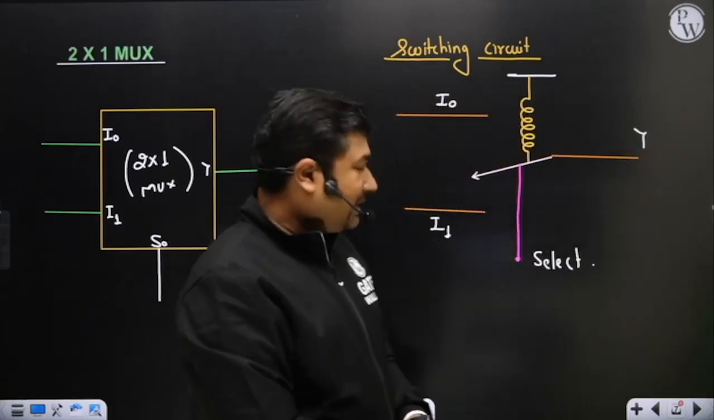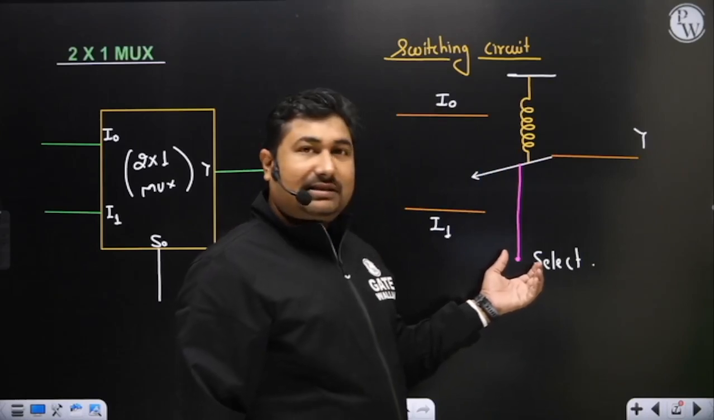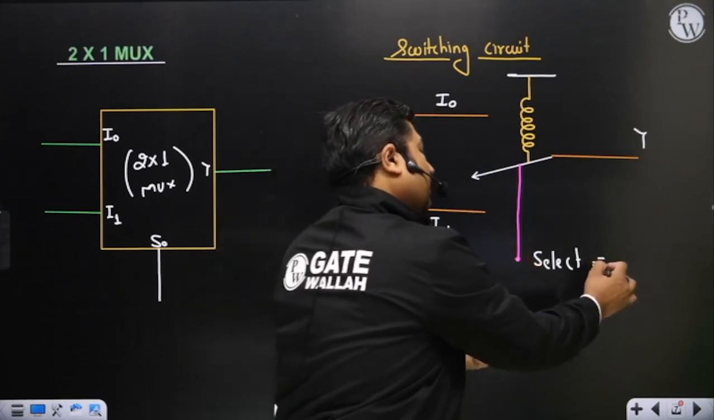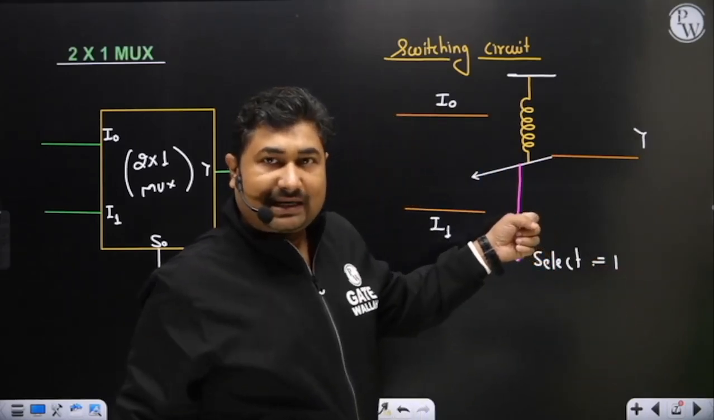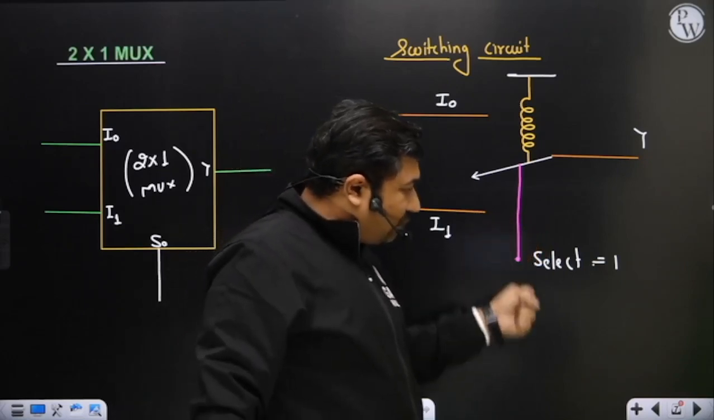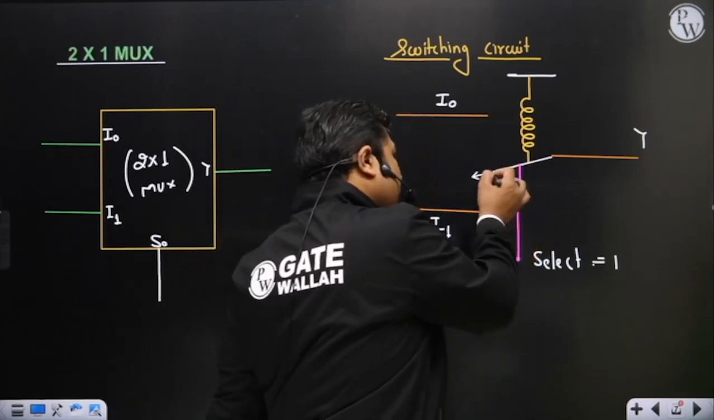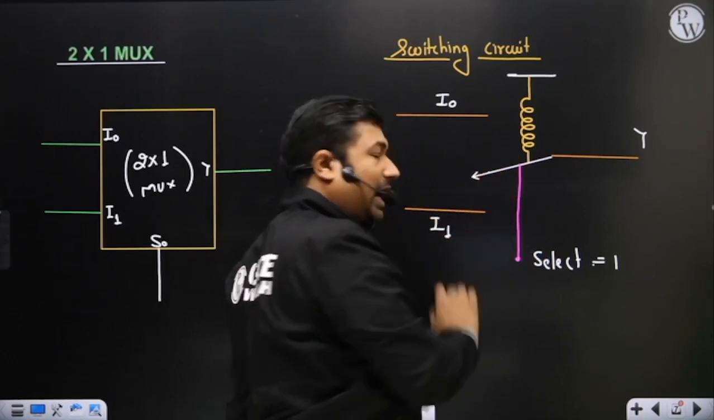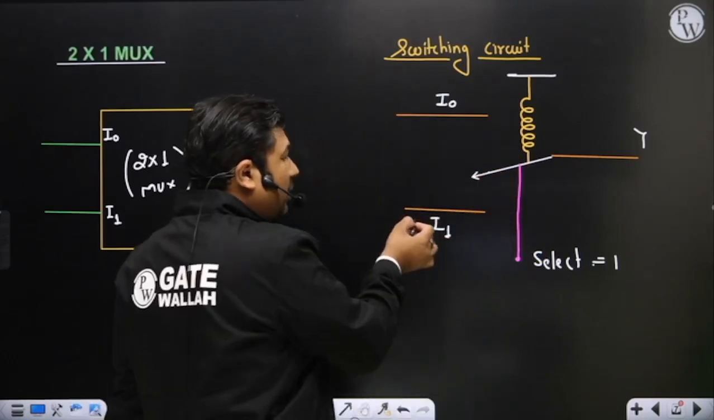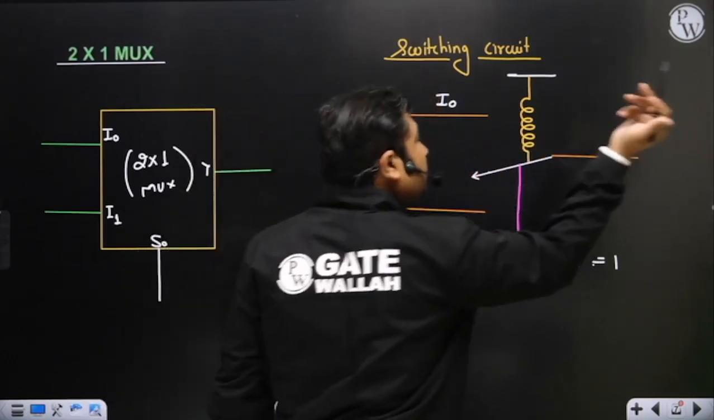How to transfer one of the inputs to the output? You can say, sir, let's make this select equal to 1. If I make select equal to 1, it means I am applying a force on this string, and therefore this switch is going to be connected to I1. So whatever information is on I1 is going to be transferred to output Y.